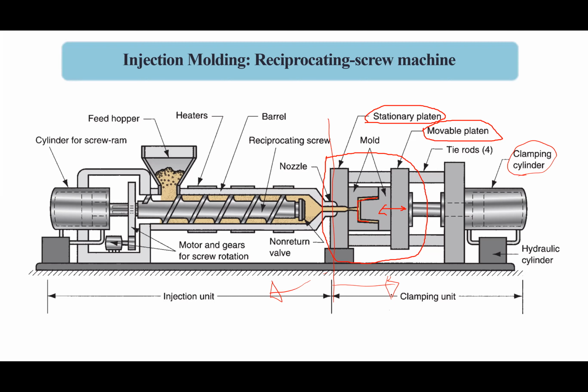In this case, if the clamping is done by hydraulic or pneumatic cylinders, then it needs a hydraulic system to operate it. The tie rods represent a guide for the movement of the movable platen. And there is the nozzle. The nozzle is a narrow hole through which the material gets into the mold. So these are the things involved in the reciprocating screw machine for injection molding.